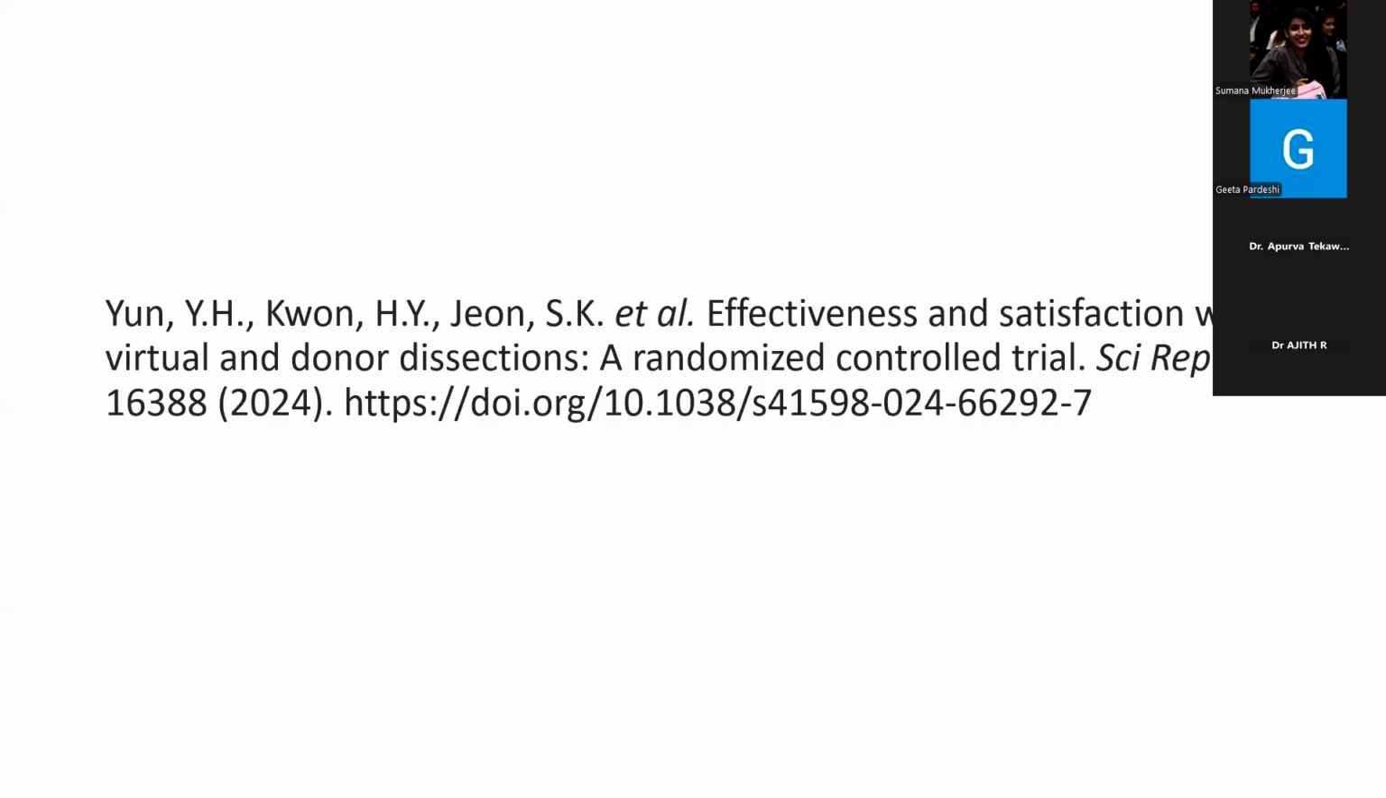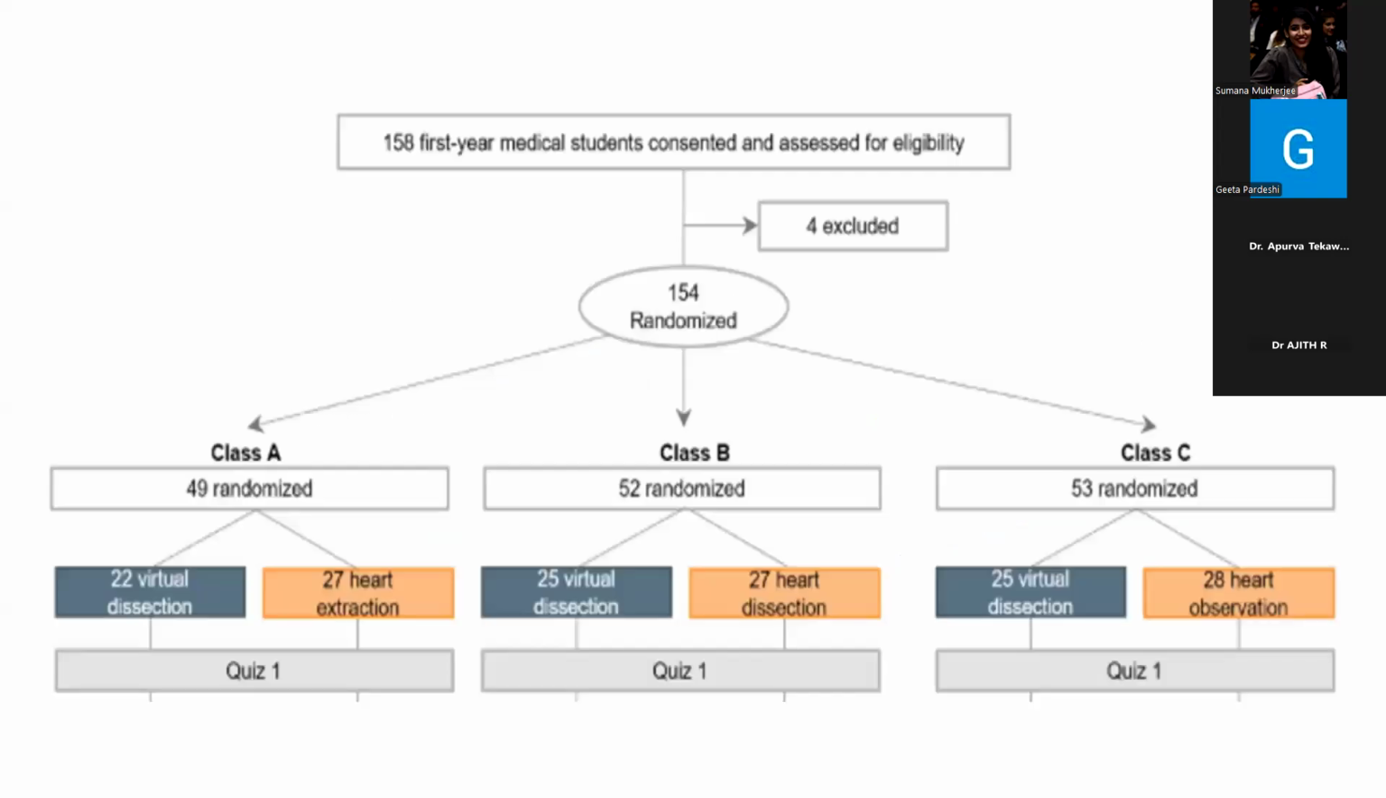Now, this is an actual study. Every time you feel that you are doing something new and innovative, when you look at the literature, invariably you will find that people have already done all kinds of studies. So this study also has been done. This is the study where students were randomized first into class A, class B, and class C, and then within the class, they were randomized into virtual and cadaveric dissection. Then a test was taken and scores were assessed. So this is a simple randomized control study.